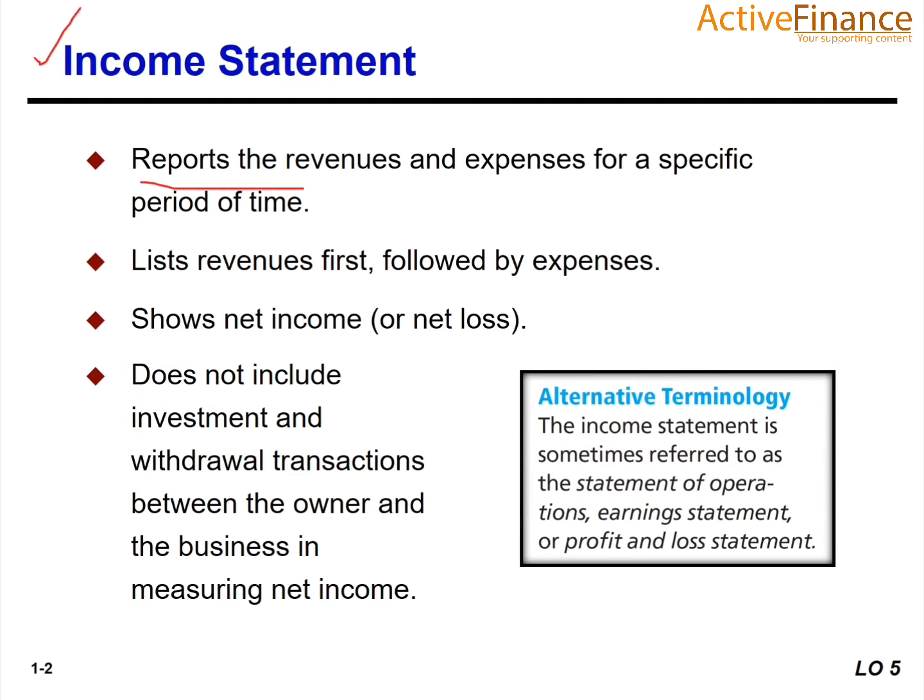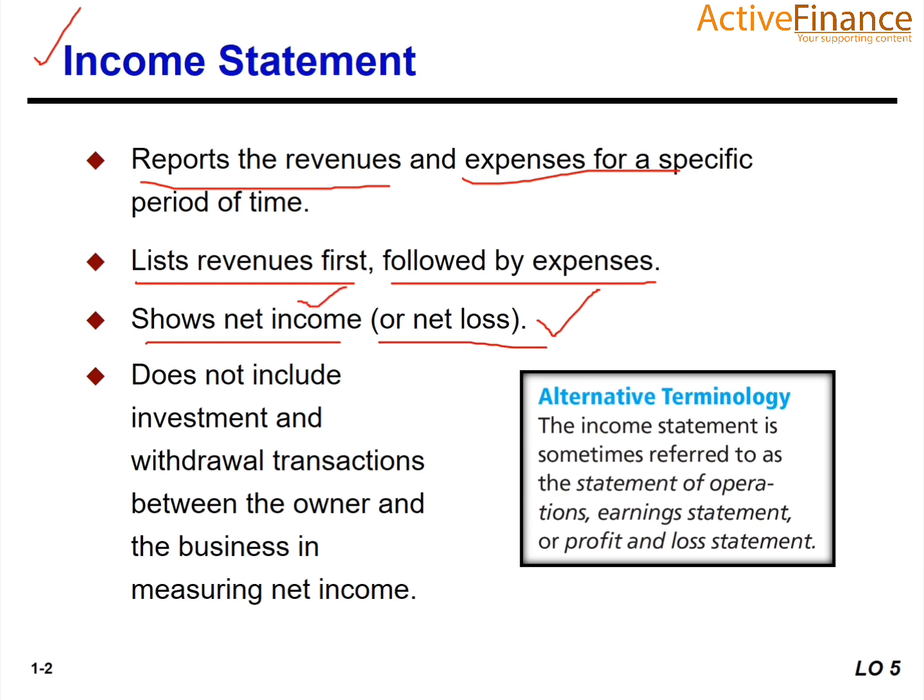The income statement reports the revenues and expenses for a specific period. In the income statement we will just put two items: one is revenue and the second is expenses for a particular time period. We list the revenue first, followed by expenses, and we subtract the expenses from revenues, and the result shows net income or net loss. When the expenses exceed the revenue, it results in a net loss. If the revenue exceeds the expenses, it results in net income. It means that the company is in profit.